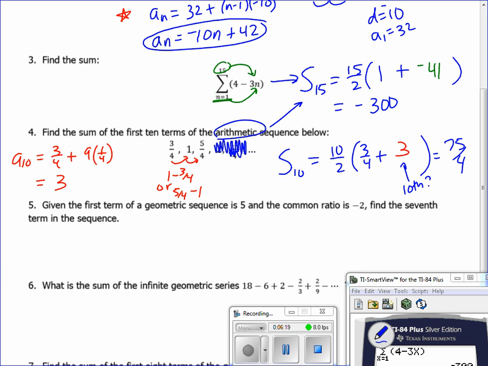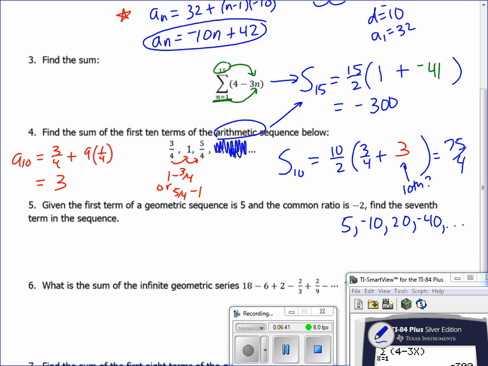All right, number 5. Given the first term of a geometric sequence is 5, so it's a multiplying pattern, and the common ratio is -2. Find the 7th term. So you do have this option. You start with 5, you multiply by -2, that's -10. Multiply by -2 again, I get 20. Multiply by -2 again, I get -40. So you could keep that going and pretty easily find the 7th term.